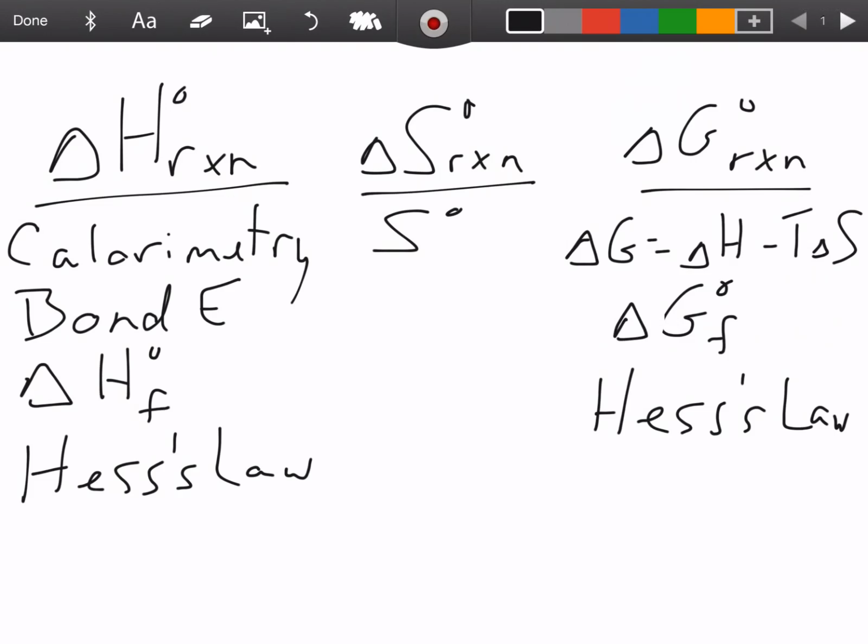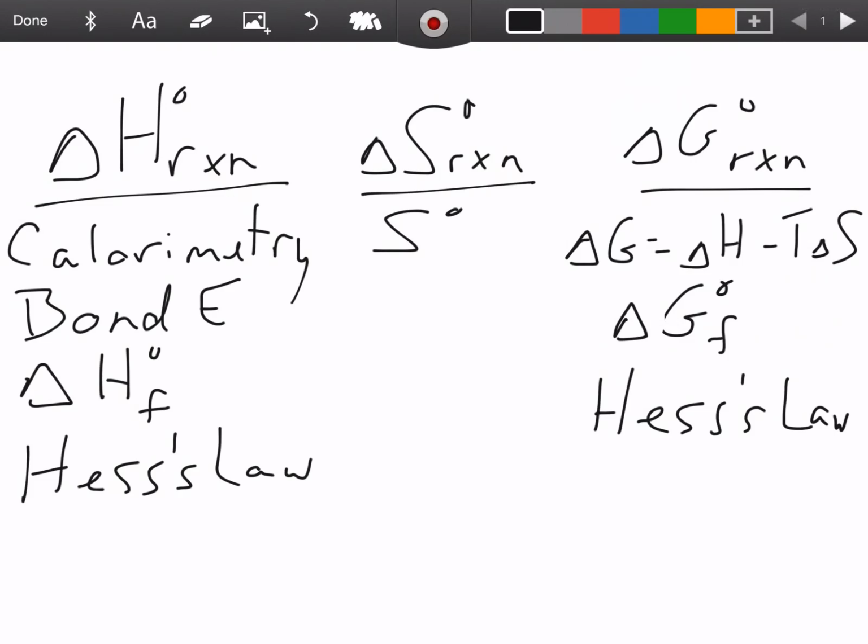We can also use heats of formation, and that is a matter of taking a look in Appendix G and doing products minus reactants. And we can do it using Hess's law, which basically requires that you have some other reactions that you can essentially add together in order to form the delta H of the reaction of interest.